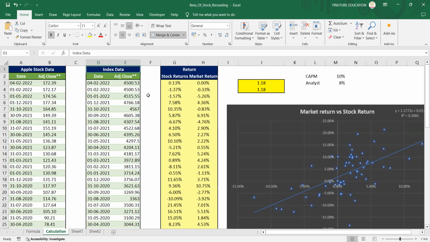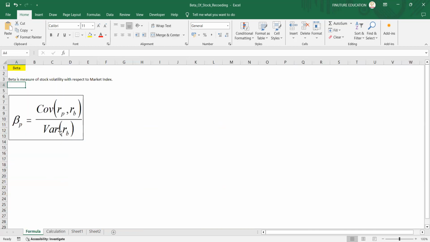So we are saying Apple stock over index, that's right? Correct, which is S&P 500. That's the beta of Apple stock.